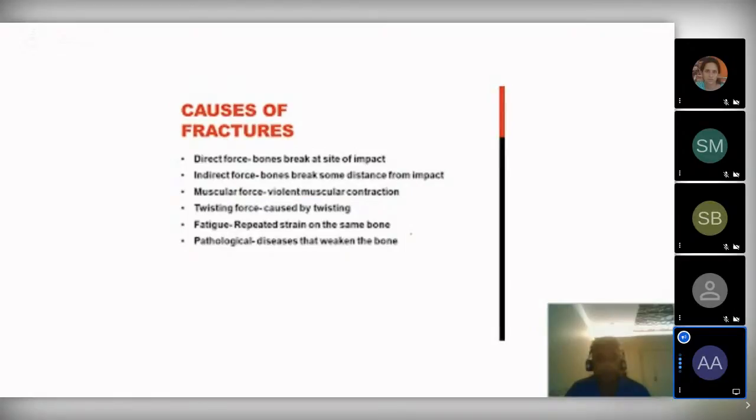Twisting, pathological fracture. Fatigue fracture is where the bone is normal.